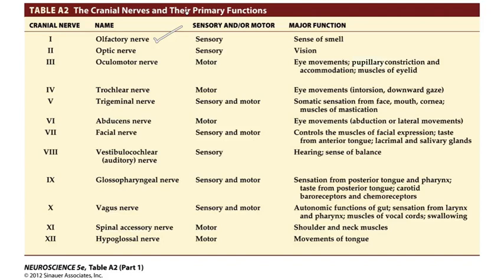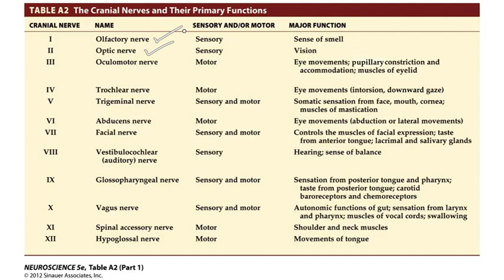Okay, cranial nerve 2 is the optic nerve. So the optic nerve, very important nerve. It communicates visual signals from the retina back to the rest of the brain. And it's also a bit unusual. We call this a nerve, but in truth, it's an outgrowth of the diencephalon.